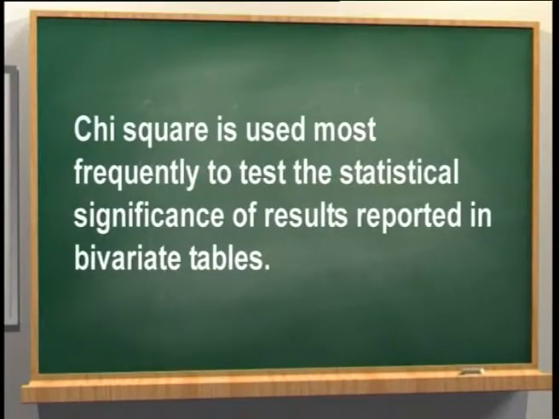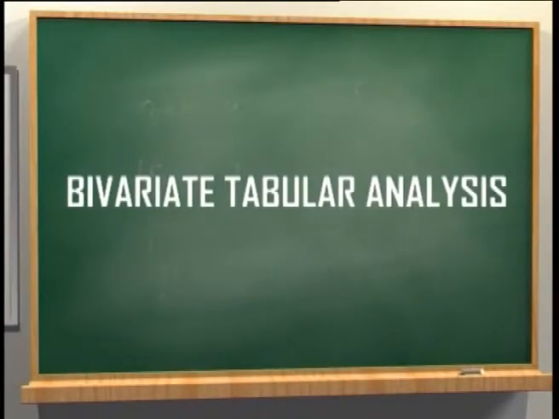A non-parametric test like chi-square is a rough estimate of confidence. It accepts weaker, less accurate data as input than parametric tests like the t-test and analysis of variance. Chi-square is used most frequently to test the statistical significance of results reported in bivariate tables, and interpreting bivariate tables is integral to interpreting the results of a chi-square test. So, we will take a look at bivariate tabular analysis.